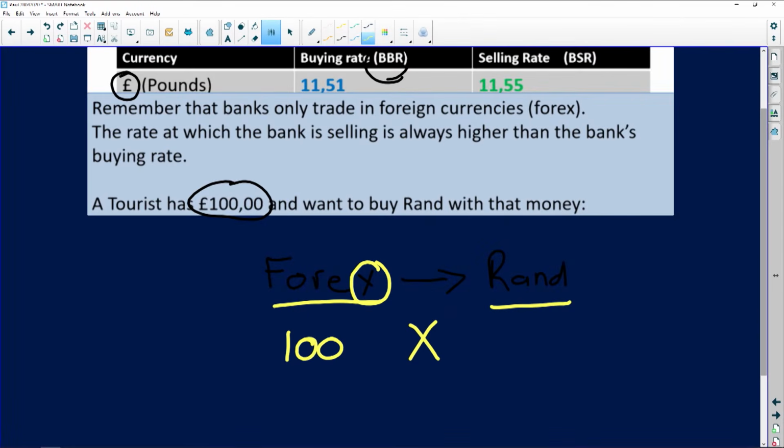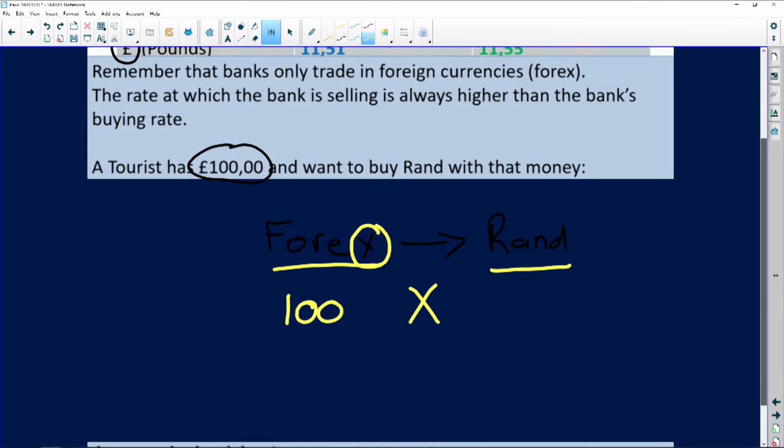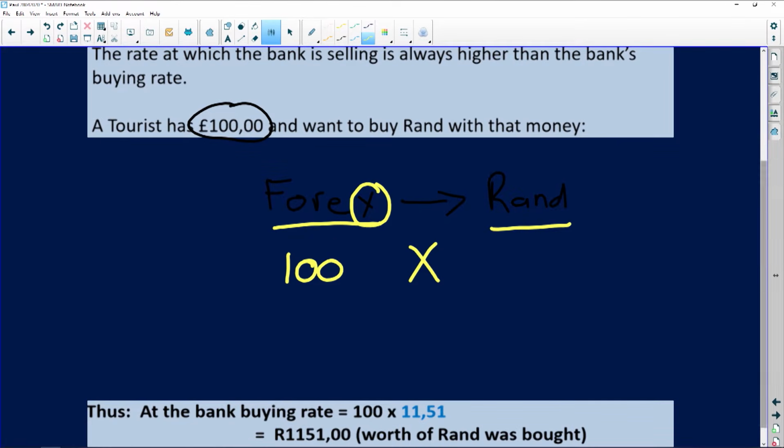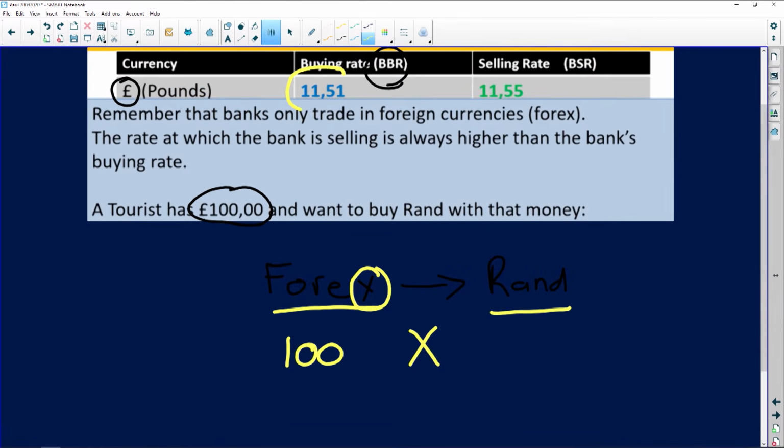Banks trade in Forex. In other words, they buy and they sell Forex. In this case, the Forex is our pounds. So the bank would want those pounds from you. They want to buy it from you, and they're obviously going to give you rands as payment. Therefore, we're going to use the bank's buying rate. You'll see the buying rate listed there at the top, and the buying rate was 11,51.